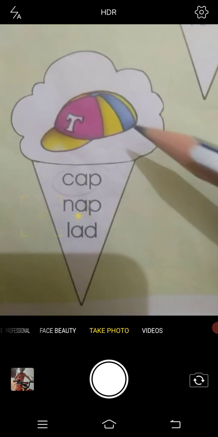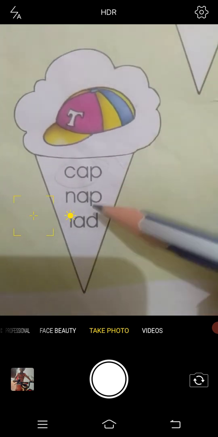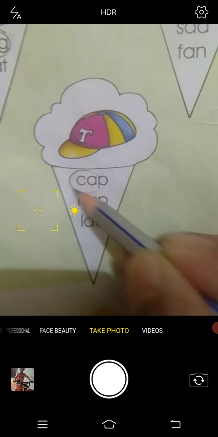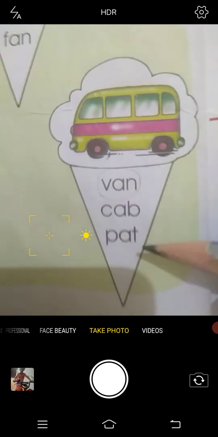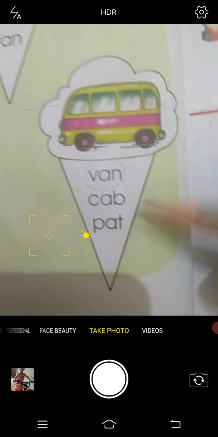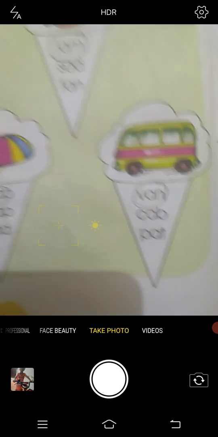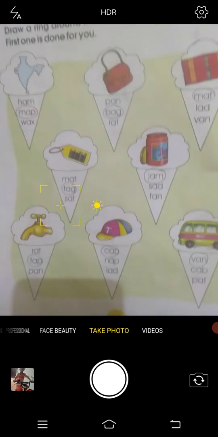What is this? You wear it. CAP cap, NAP nap, LED LED. This is CAP, cap. Very good. What is this? VAN van, CAB cab, PAT pat. This is VAN, van. Okay, beta, we have completed page number 12.